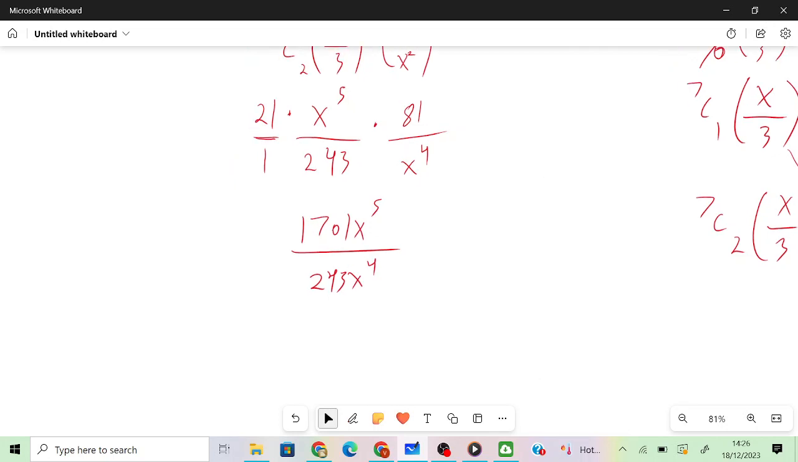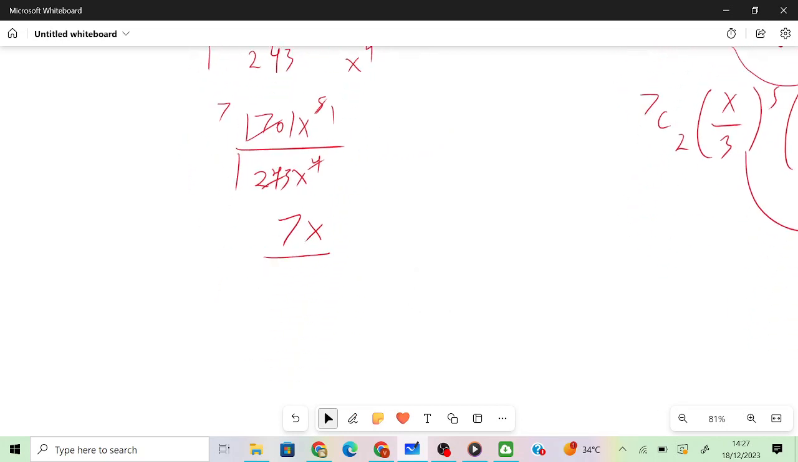And I think 243 does divide 1701, yes it does. This gives 7, this gives 1, and this becomes 1. So you have 7x, and the question asks us to find the coefficient of x. So the coefficient of x is simply 7, and that is the final answer for that question.